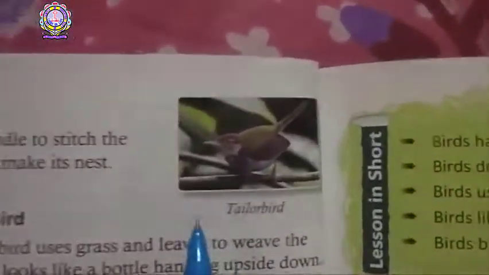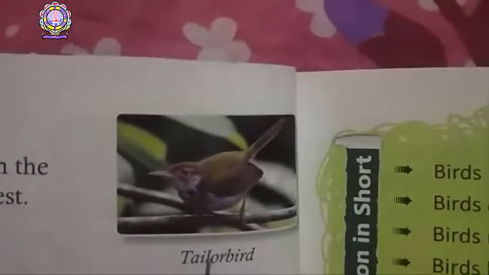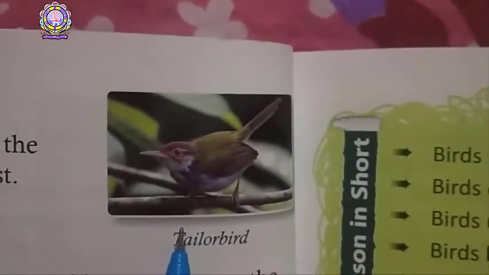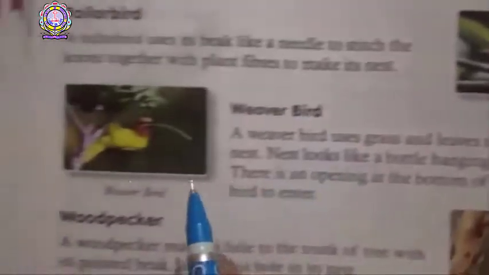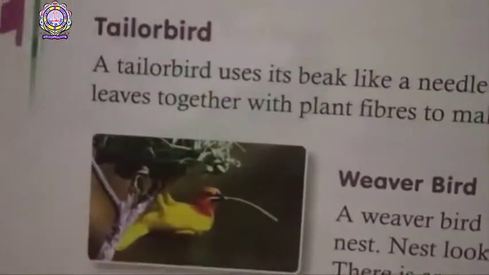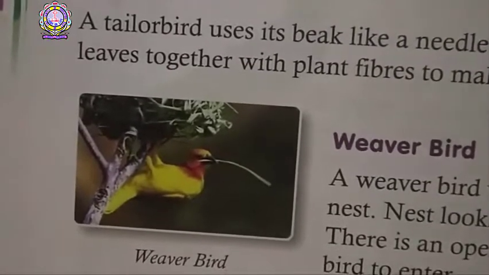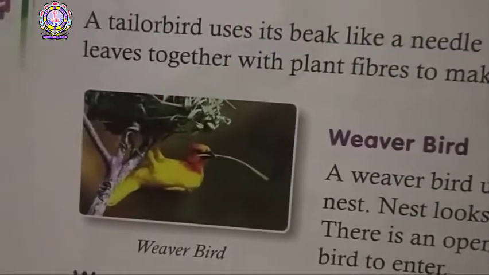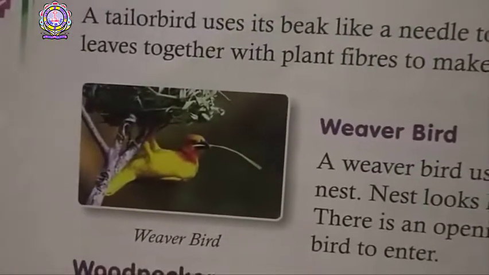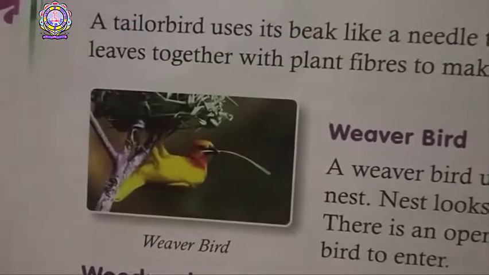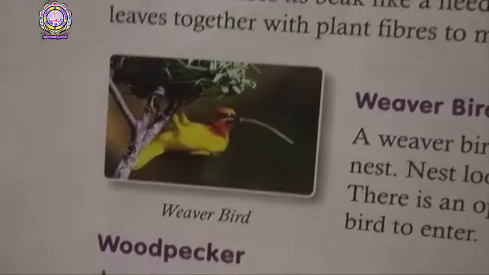This is a tailor bird. And this is a weaver bird. They use grass to make their nest like a bottle. There is a hole in the bottom side of the nest for the bird to enter.